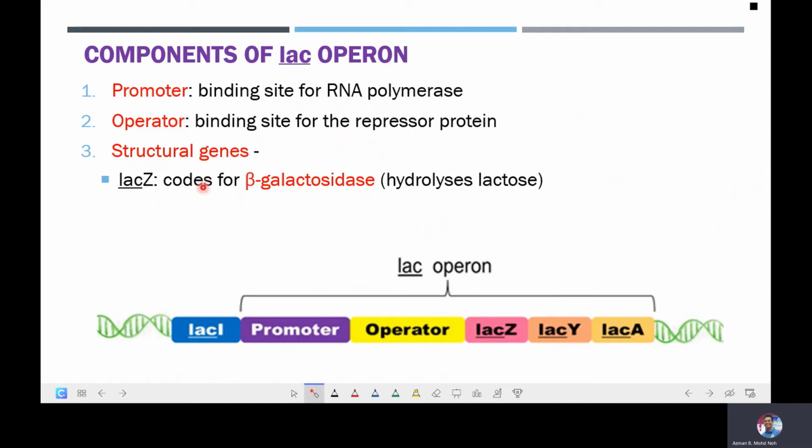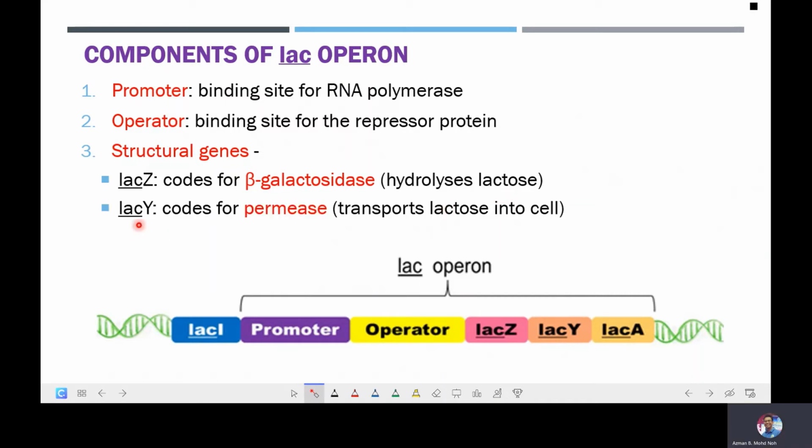The LacZ gene codes for a particular type of enzyme known as the beta-galactosidase. This enzyme is important in catalyzing the hydrolysis of lactose, and lactose will be hydrolyzed to produce galactose and glucose.